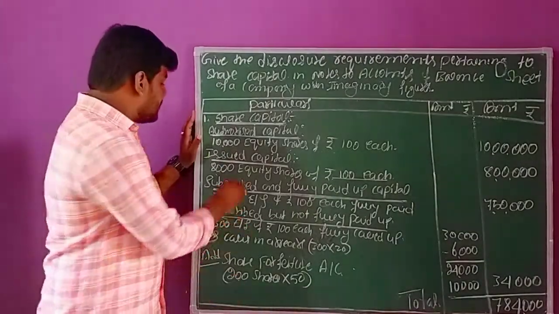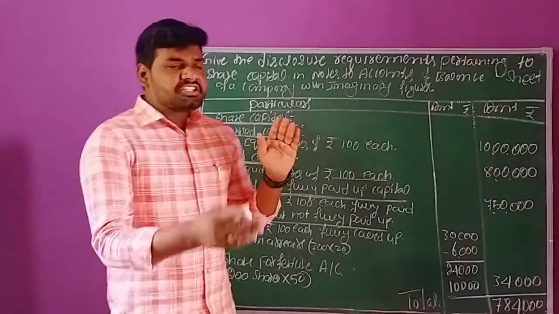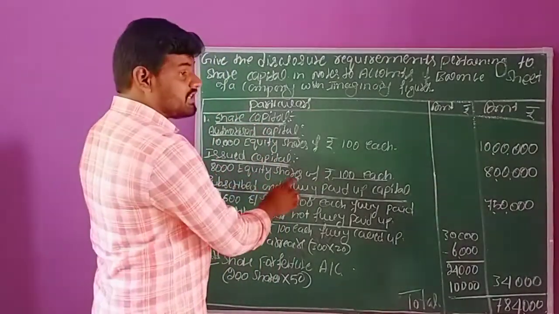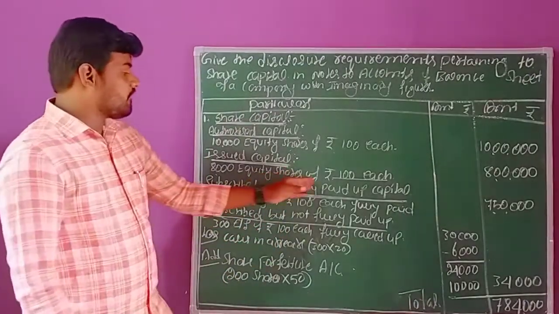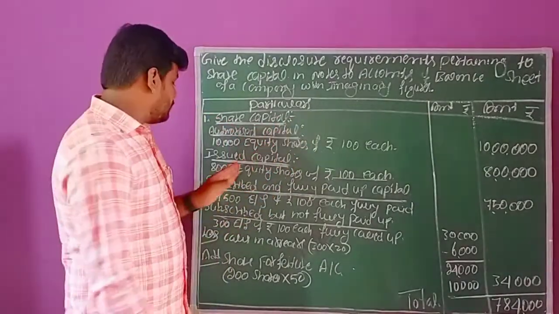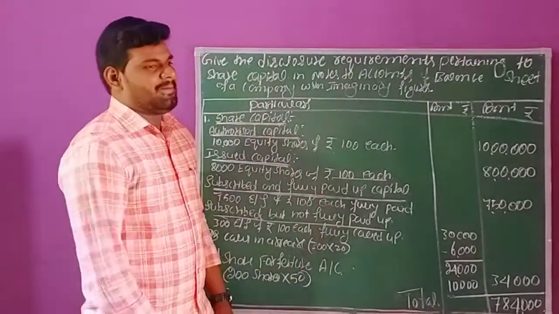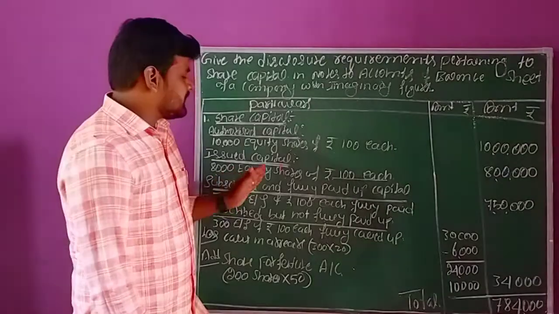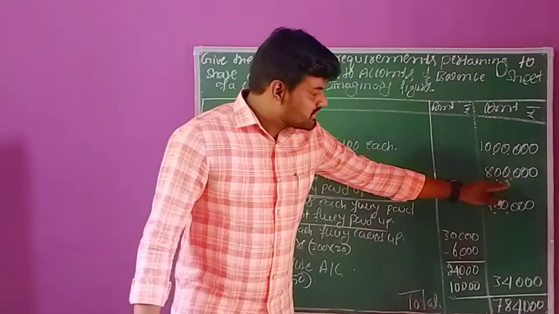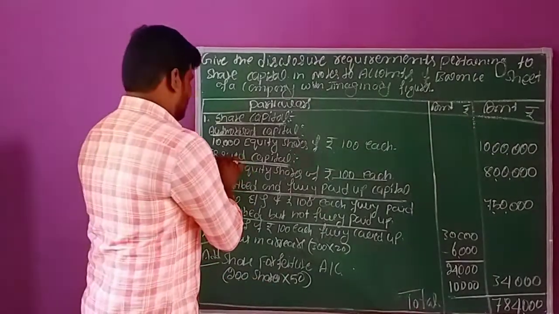The second one is issued capital. Out of 10,000 shares, how many shares are they issuing to the public? They are issuing 8,000 equity shares of rupees 100 each. So 10,000 shares are available in total, but they are issuing only 8,000 shares to the public. Might be the remaining shares they are issuing to present employees, right? The value of each share is 100 rupees, which means 8 lakhs rupees we need to receive from the public. This is the second headline.